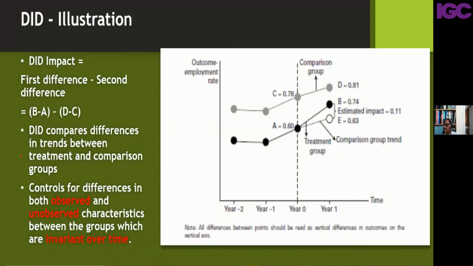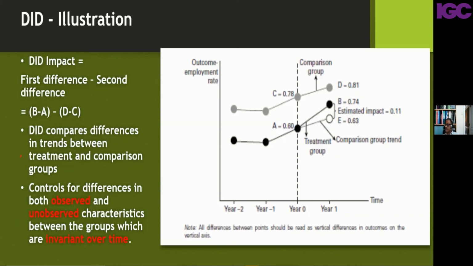So this is again an illustration I have taken from the World Bank manual. Here you have the years on the x-axis. The baseline year is year 0, and the program is evaluated at the end of year 1. And of course, you also have pre-program data, for year -1 and -2. And on the y-axis, you have the outcome. In this case, the outcome is the rate of employment.